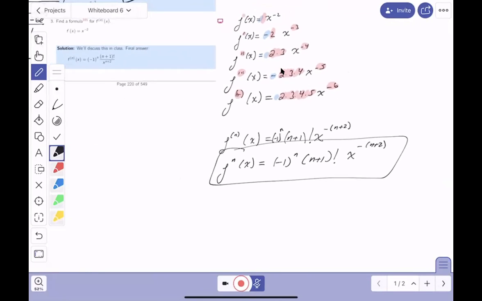All right, let's look at the answer. And what did they get? They wrote it a little differently, I'll tell you honestly. I see the minus 1 at the end. I see the n plus 1 factorial. What did they do? They wrote it this way.